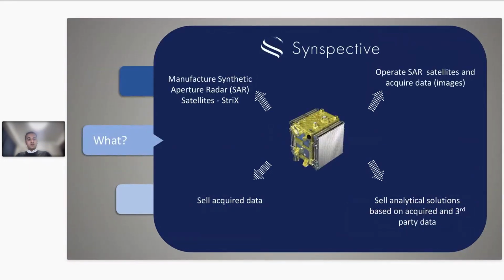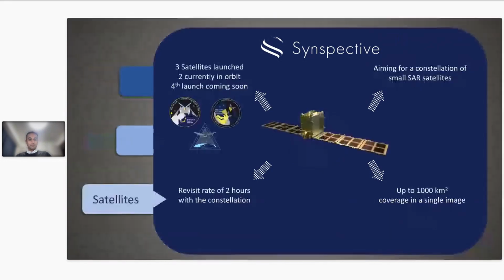And regarding what we do, we manufacture our own synthetic aperture radar satellites, which we call Strix. So Strix is the name of our satellites. And we operate these SAR satellites and acquire SAR images using them. We then sell the acquired SAR images as raw data itself. And we also combine the SAR images acquired by our own satellites, the SAR images acquired by other third-party satellites, as well as other Earth observation data to develop and provide analytical solutions to our clients.